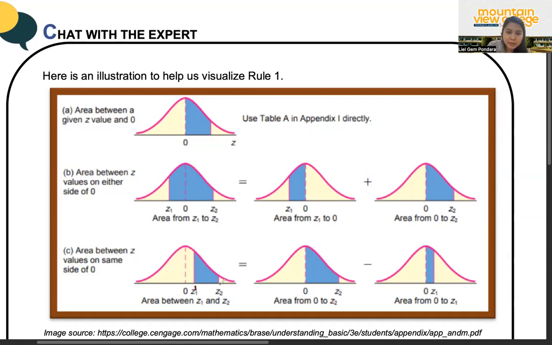from 1 to 2. In your table, you have here from 0 to 1. Then the other is from 0 to 2. So how do we get this one? It will be the area of the bigger one, z equals 2, minus the area of z equals 1. That will leave you with this area. Let's have a specific example for that.